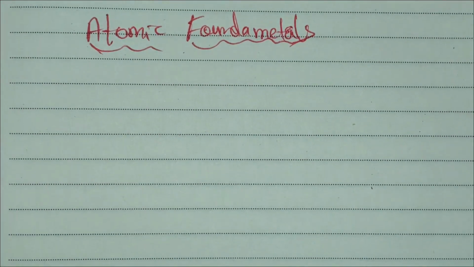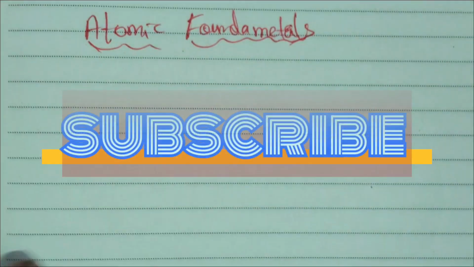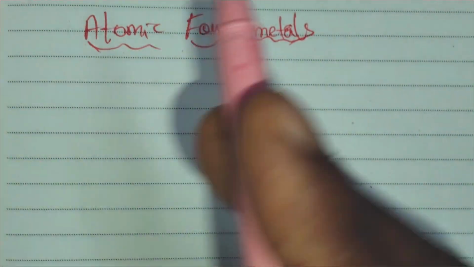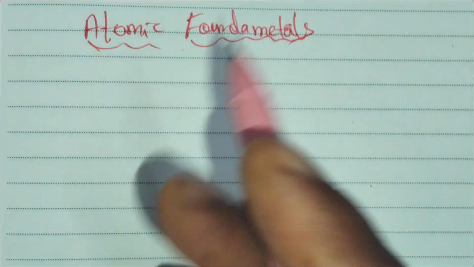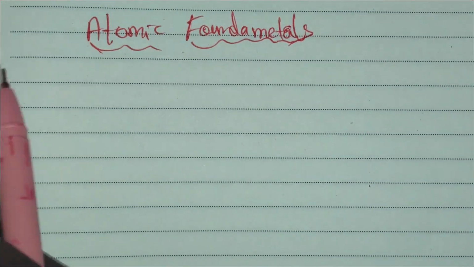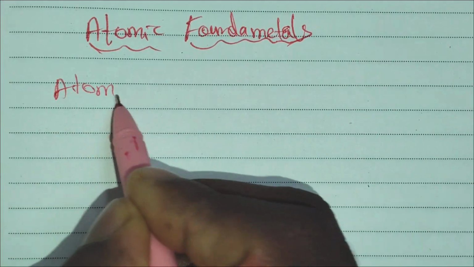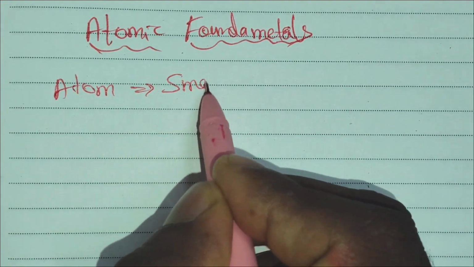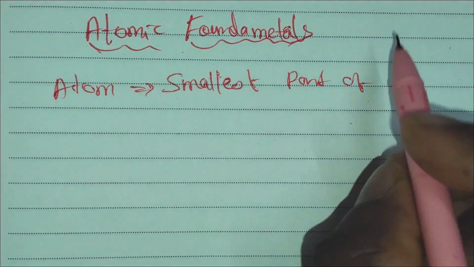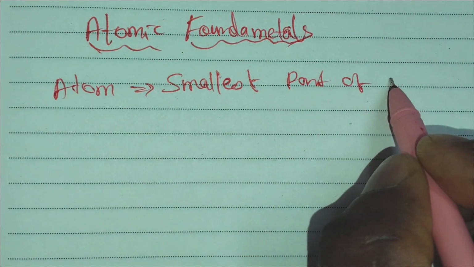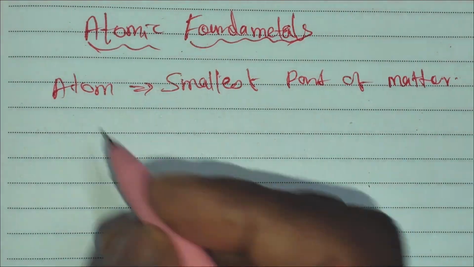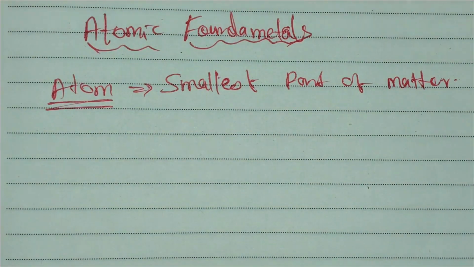Dear students, let's see the atomic fundamentals: the basics of atomic number, mass number, and isotope, isobar, isotone, isoelectronic, and isodiaphers. Those we will see in this video. Initially, the atom is the smallest part of matter. So here, atom is the general name.